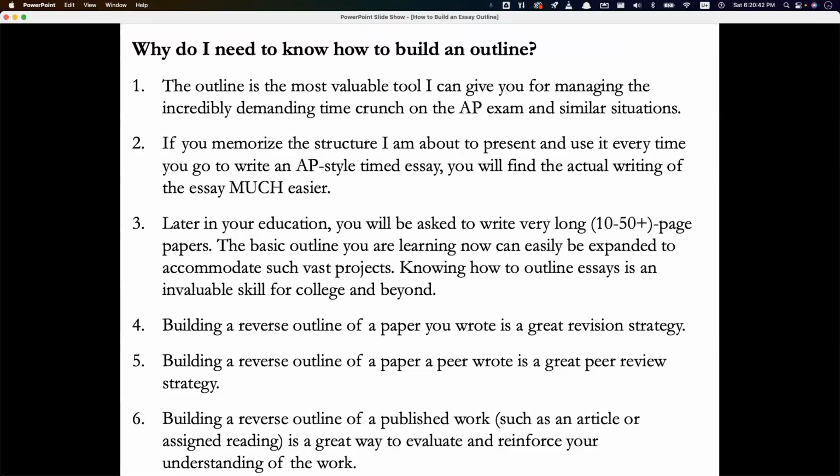And last, building a reverse outline of a published work, such as an article or an assigned reading, can be a great way for you to evaluate your own understanding, and also, more importantly, to reinforce your understanding of the work. You could think of the reverse outline of a shorter article or an assigned reading as a way of taking notes on something that you have to take notes on, like you've been asked to read and you need notes to turn them in, or for some kind of assessment.